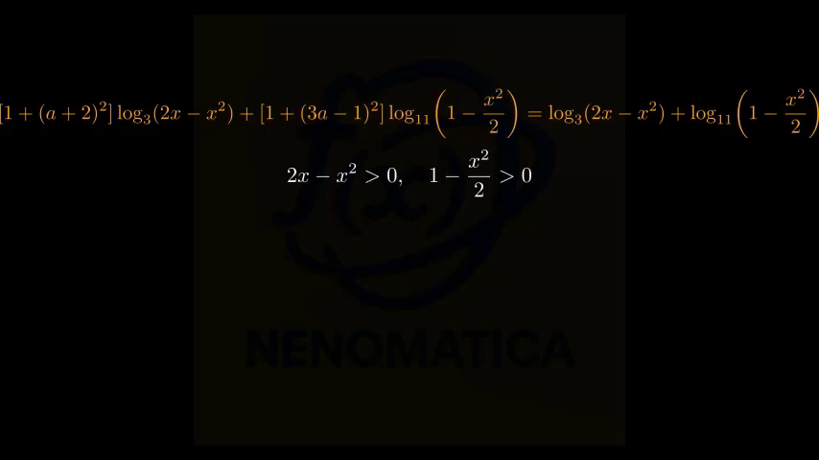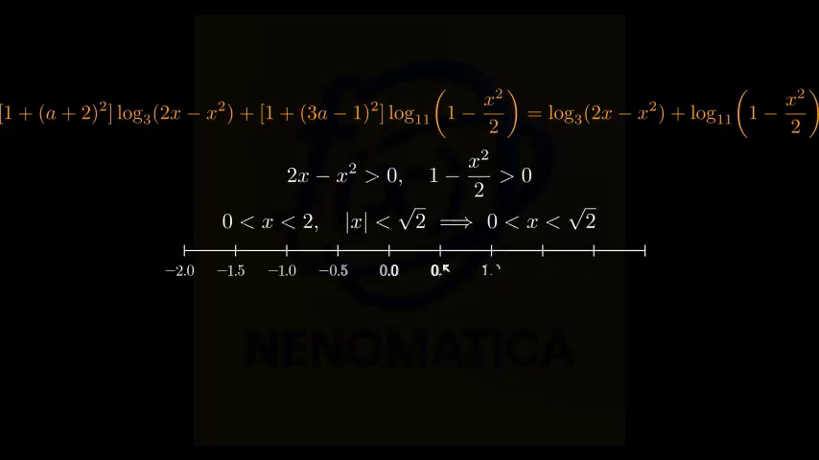For a logarithm, the argument must be positive. So, 2x minus x squared must be greater than 0, and 1 minus x squared over 2 must be greater than 0. Solving gives 0 less than x less than 2, and the absolute value of x less than square root 2. Their intersection is 0 less than x less than square root 2. Let's picture that on a number line.